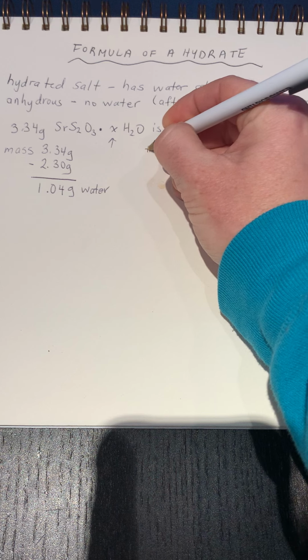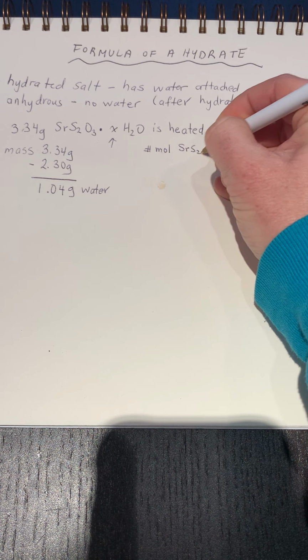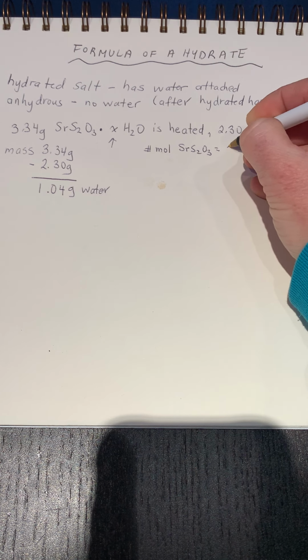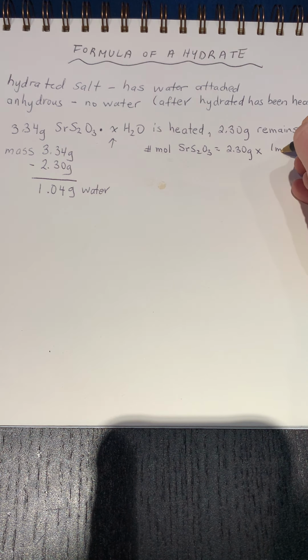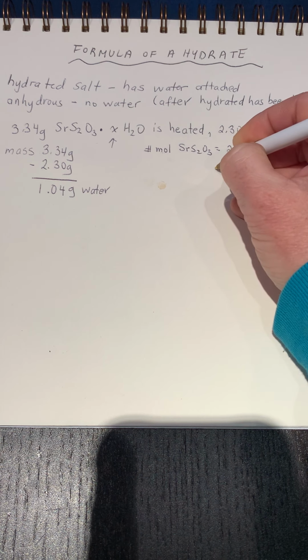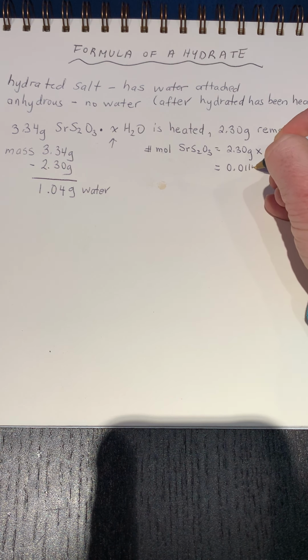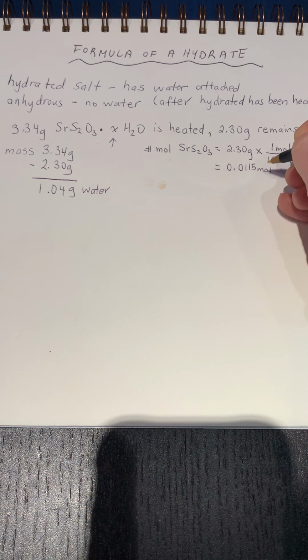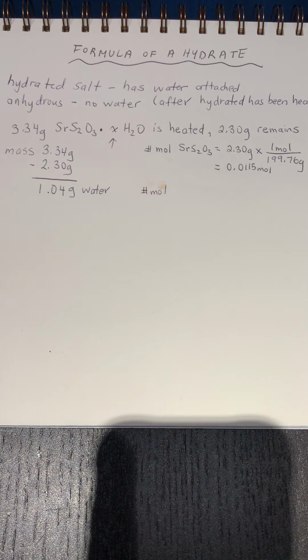So the first step is to calculate the number of moles of the anhydrous SrS2O3. So there's 2.30 grams of this anhydrous salt. And using the molar mass, which is 199.76 grams, I can find that the number of moles that I have of my anhydrous is 0.0115 moles.